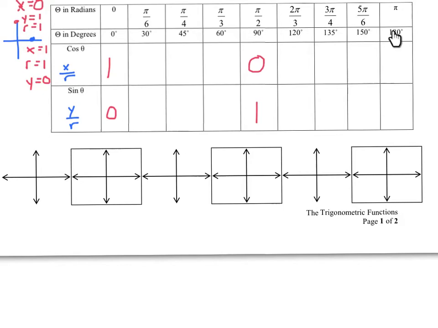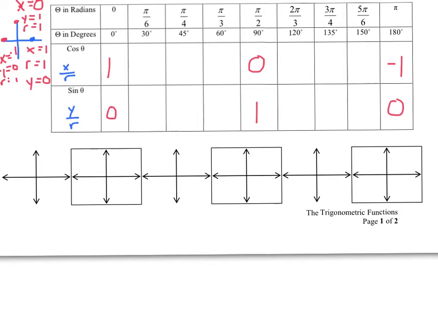Let's do this 180 next also, because we've already done that. It's nothing new, we just did it up above. 180 is over here. At that location, x is -1, y is 0, and r is 1. So cosine is x, which is -1, over r, which is 1. That reduces to -1. Sine is 0 over 1, because it's y over r, which reduces to 0.